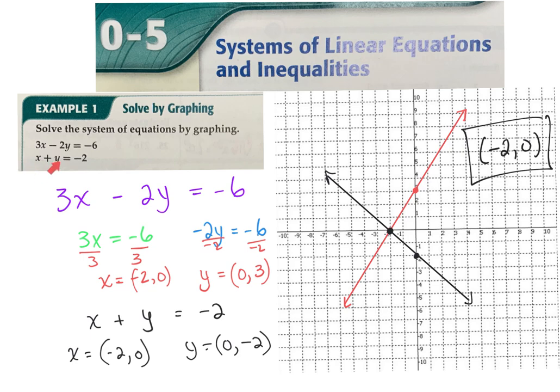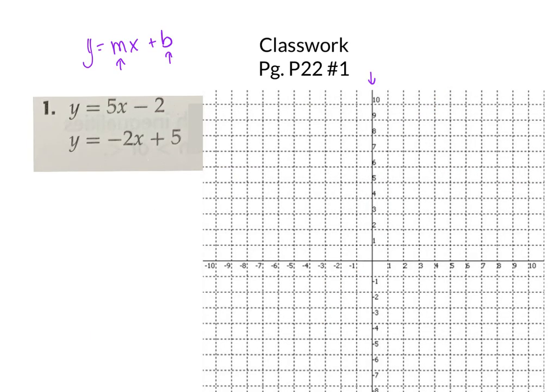-2 plus 0 equals -2. That is also true. So I know that this is where they cross, and that is my right answer for this. All right, when you're graphing like this, you start at your B. Your B is your y-intercept. So for this first one, my y-intercept was -2.